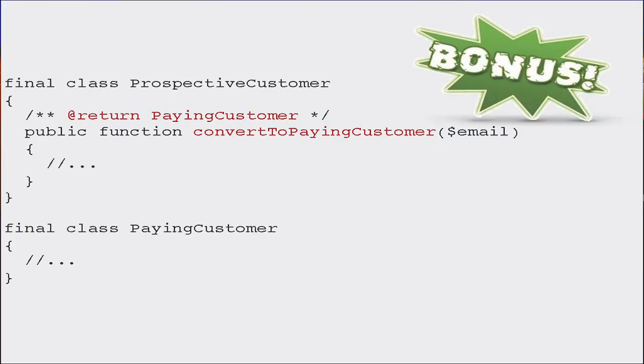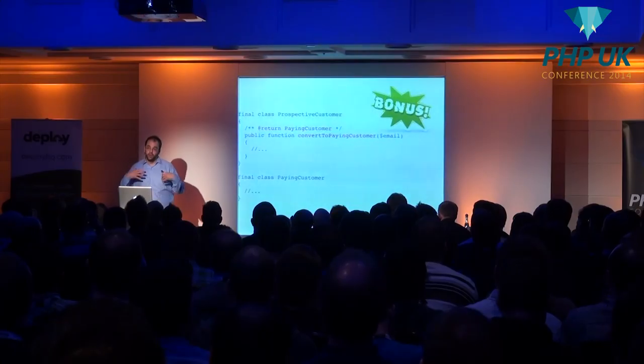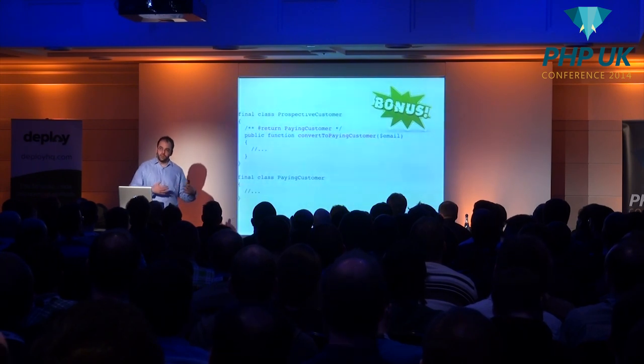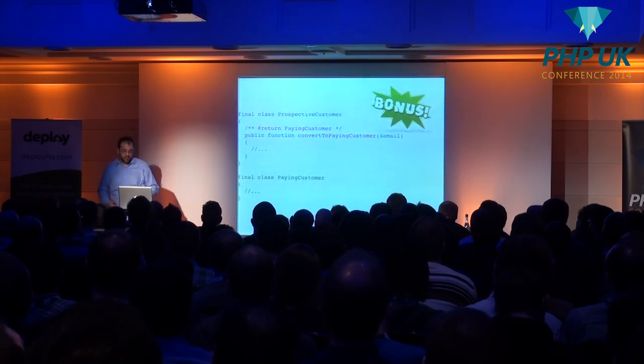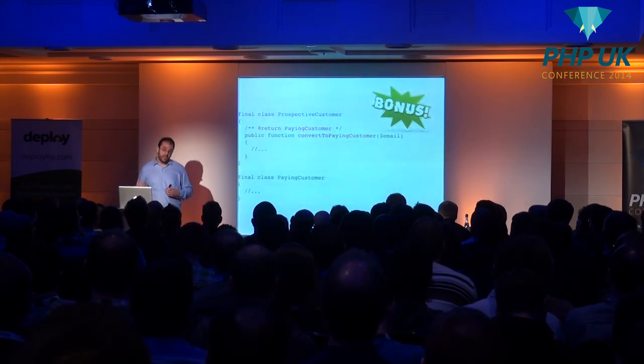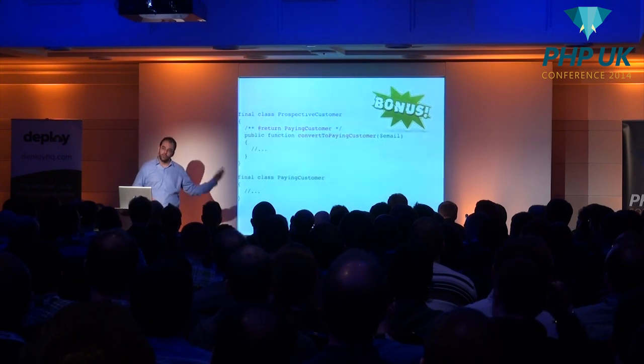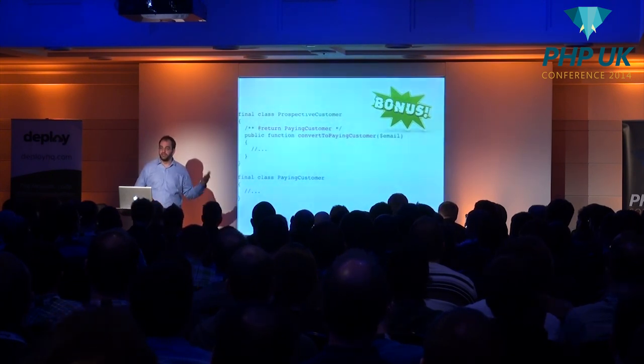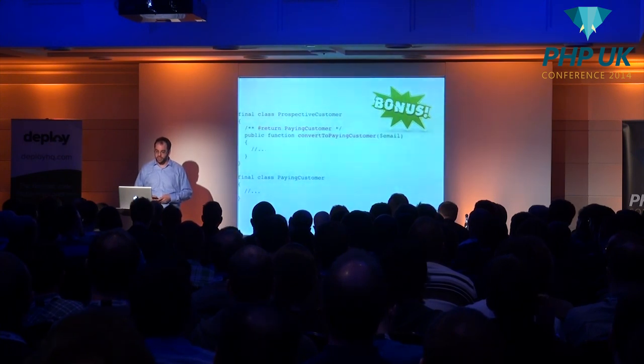And maybe for some bonus points, if we add this method here, convert to paying customer, on a prospective customer, then there's only one place that knows how to turn a prospective customer into a paying customer. This rule, where this customer becomes a paying customer and needs an email address, is now encapsulated in this method, so you don't have to know on the outside how this works. And it's still very simple, but if your rules become more complicated, then it's very valuable to do this sort of thing.